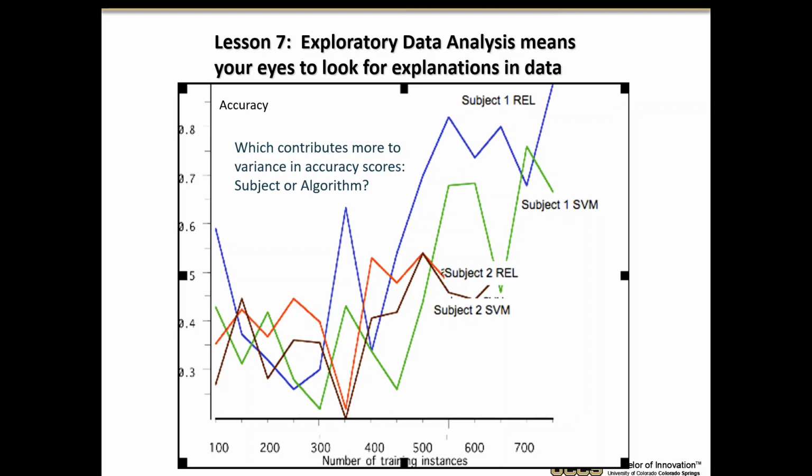So what contributes more to the variance in accuracy scores: the subject, person 1, 2, or 3, versus the algorithm? Just look at the plots here. We have subject 1 and subject 2 for SVM and REL. So here's subject 2, here's subject 2, here's subject 1, here's subject 1. What's causing more variation? Subjects, people. And this is a classic problem. Anytime I have lots of people involved, they're probably one of our largest sources of variation.